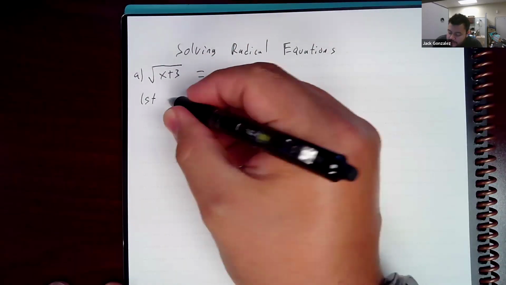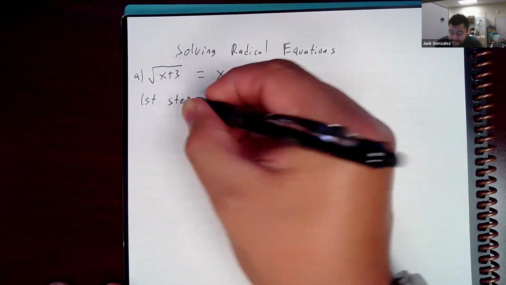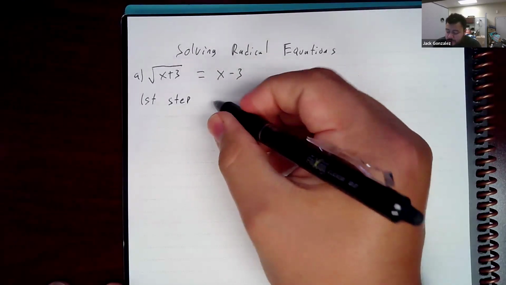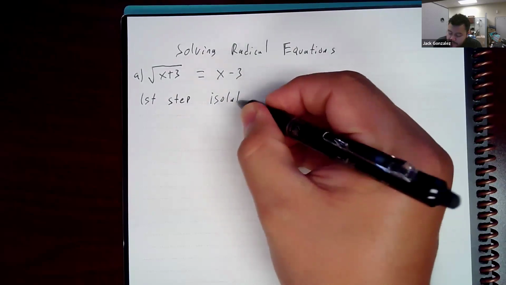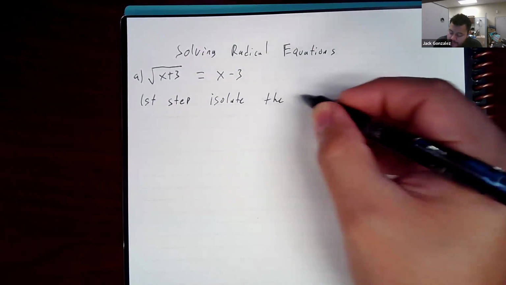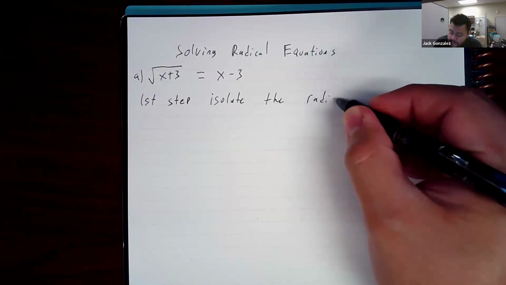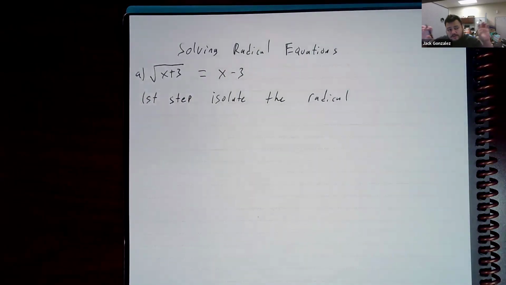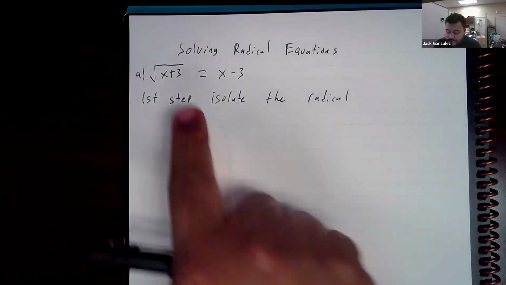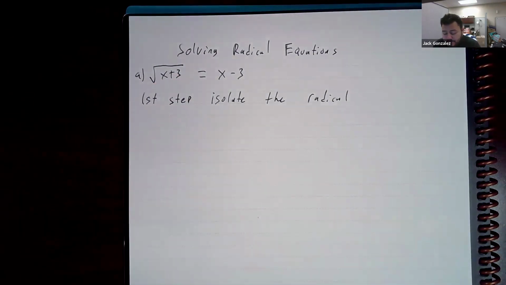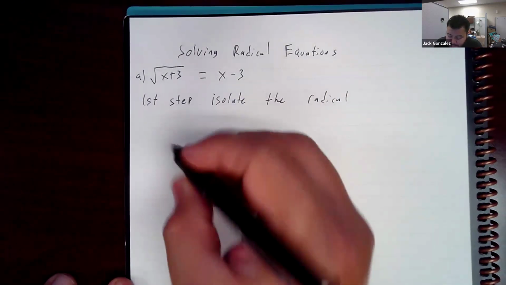Okay, so first step, whenever you're doing any radical equation, is isolate the radical, or one of them. If you have multiple radicals, isolate one of them. Okay, this one already has one isolated.